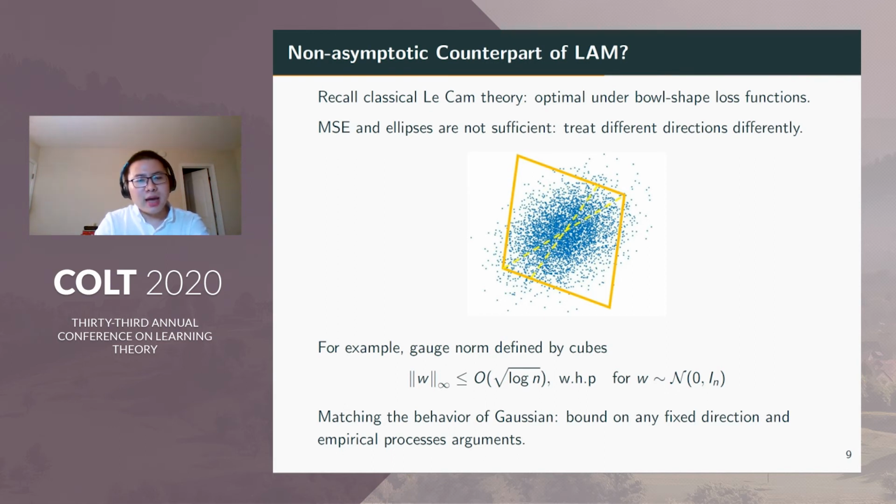And in many real-world applications, the MSE bound is also not sufficient. For example, you may consider the error in infinity norm, which is a gauge norm defined by a cube, and you measure the width of the Gaussian distribution only along a few fixed directions instead of treating all the directions uniformly. In such a case, you can have a much better dimension dependency. If you only have an MSE bound or L2 norm bound, this information is lost and you cannot recover this kind of nice bound. So ideally, we want the estimator to have a behavior that matches the behavior of the Gaussian limit vector at any fixed direction. And through some empirical process argument, we can show non-asymptotic guarantees under any gauge norm.